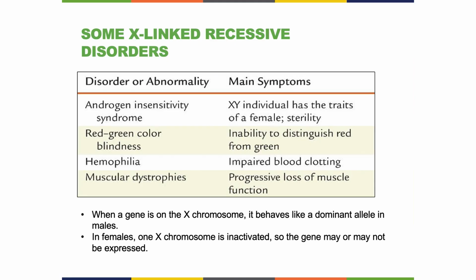Red-green color blindness. This is going to affect guys more than it does girls. Hemophilia, where you're not able to clot as well, so you've got to be careful about injuring yourself so you don't bleed excessively. Various muscular dystrophies, where you lose muscle function. All of these we're going to see in society more in men than in women because of the X chromosome inactivation.